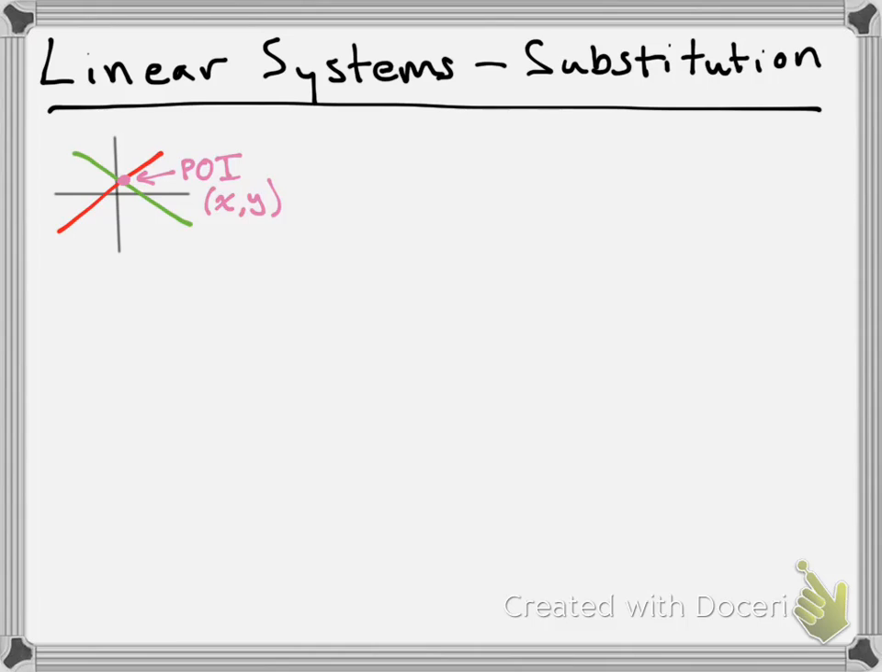So if I have two lines, I need two equations, one of which describes one line and one that describes the other. So let's say my first line is going to be given by the equation 2x plus y is equal to 12. Okay, let's say the second line is going to be given by the equation 2x minus 3y is equal to negative 12. Okay, so this is a linear system, and I would like to solve it using the method of substitution.